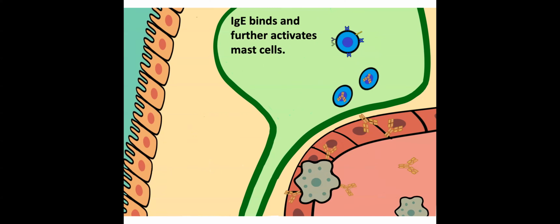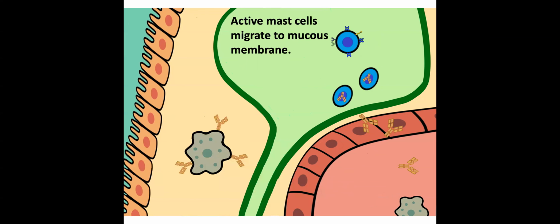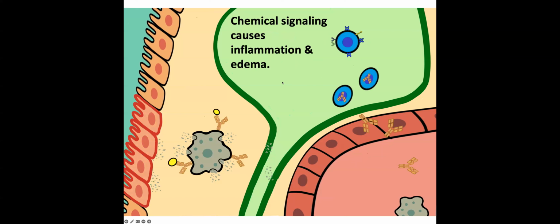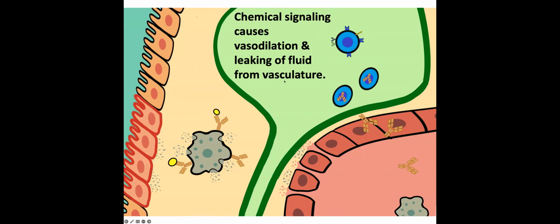Activated mast cells are going to migrate back to the mucous membrane epithelial layer, where they will again come in contact with this allergen. This allergen will bind to their IgE antibodies and cause them to become activated. They will degranulate and release chemical signals, causing inflammation, vasodilation, and all of the other symptoms that we see with allergies, including an uptake in mucus production. And this is the mechanism for type 1 hypersensitivities.